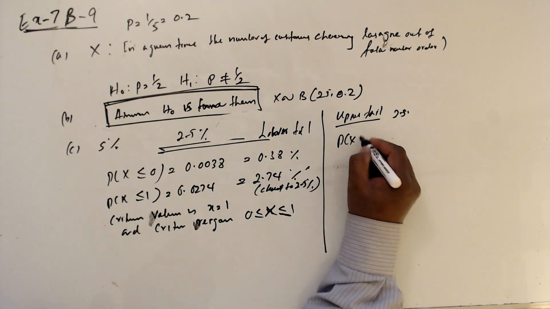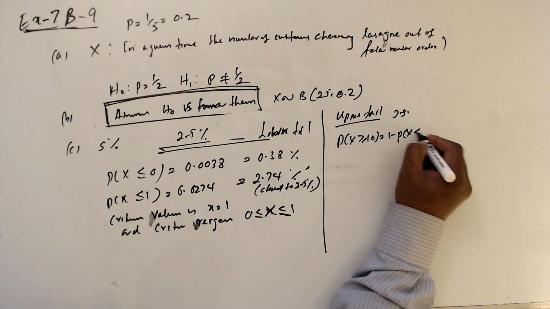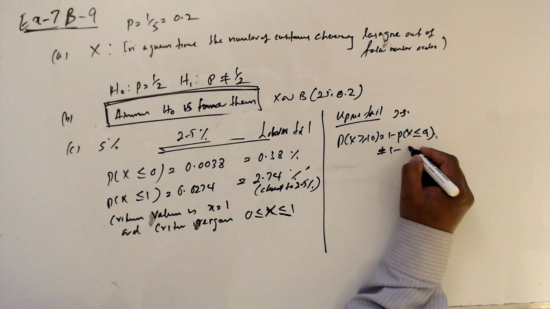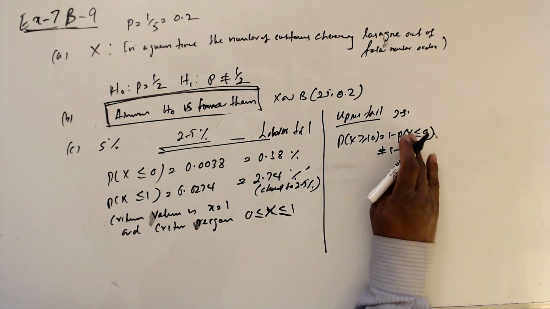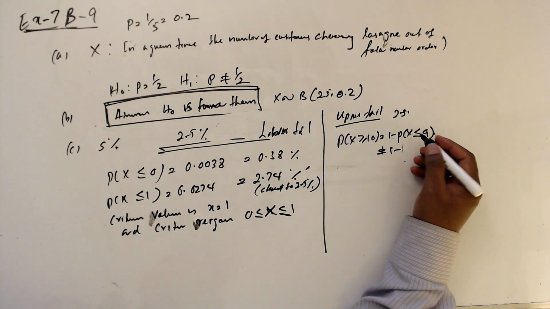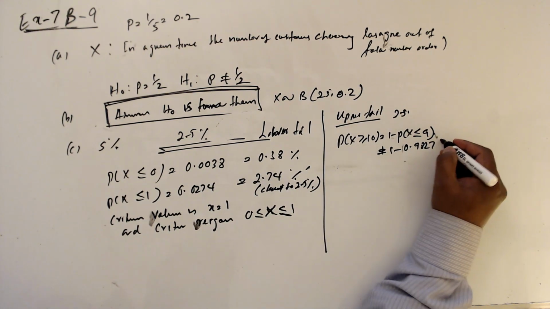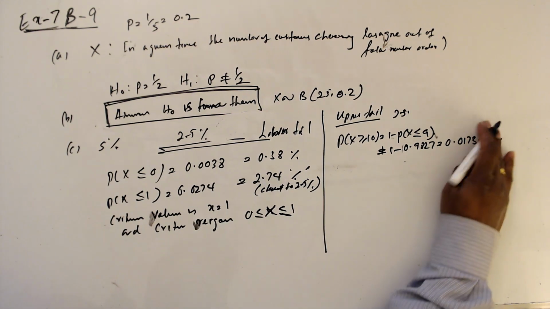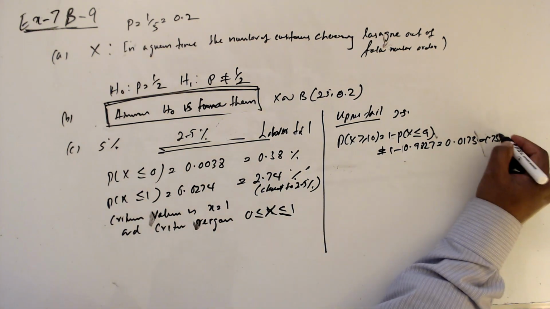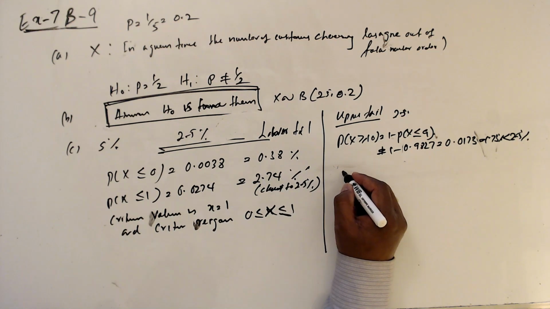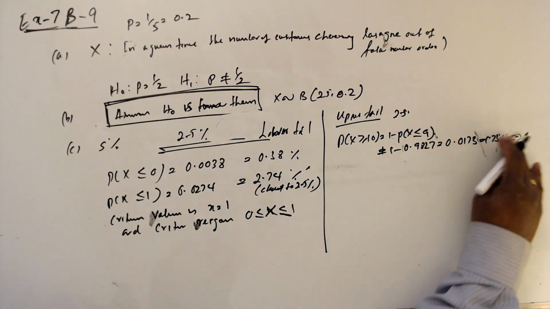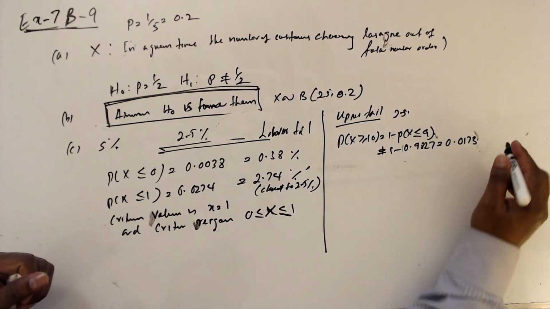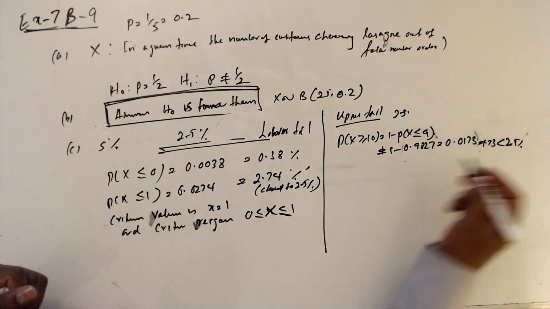the probability of X greater than or equal to 10 is 1 minus the probability of X less than or equal to 9, that is 1 minus 0.9827, that is 0.0173, which is 1.73%, less than 2.5%.